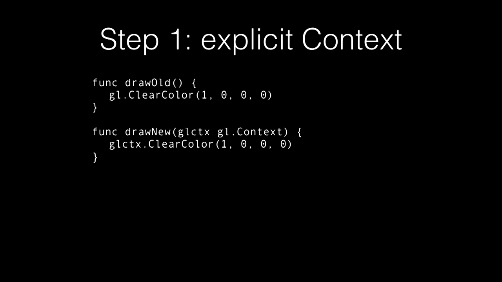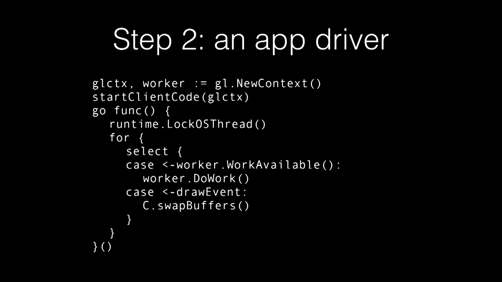And when you want to make a GL call, you make it to a method on this context instead of this package level function that you use. So clear color now becomes a method on glctx. The second thing we're going to do is take that code in the app package that no one wanted to see and rearrange it into a driver thread that doesn't run user code. So this Go routine still calls lock OS thread to get the stable thread local storage identity.